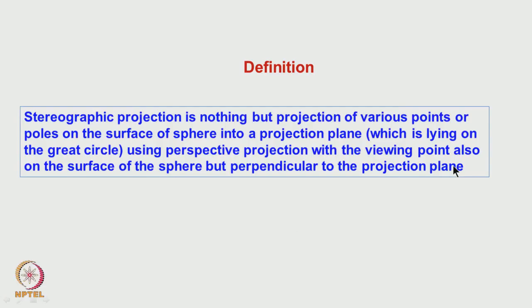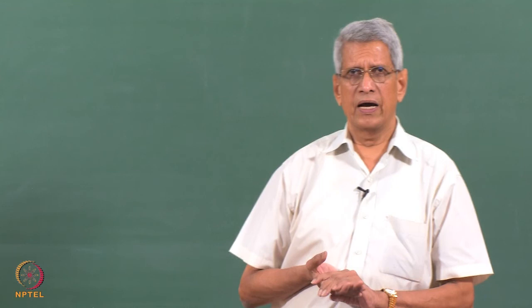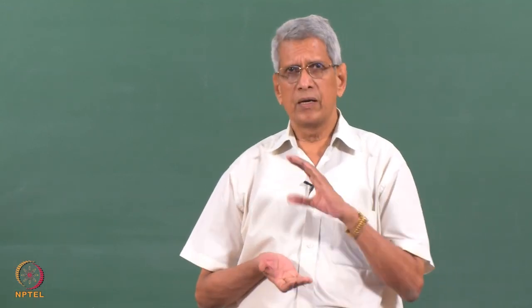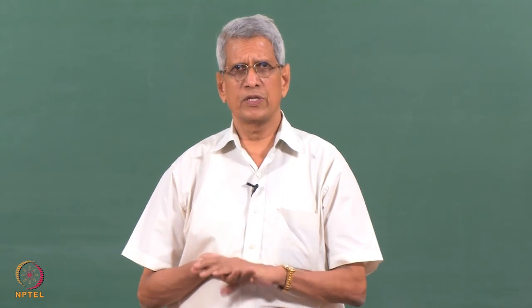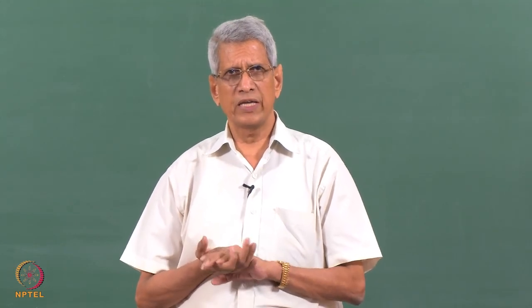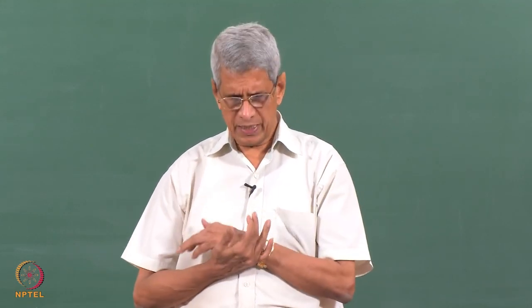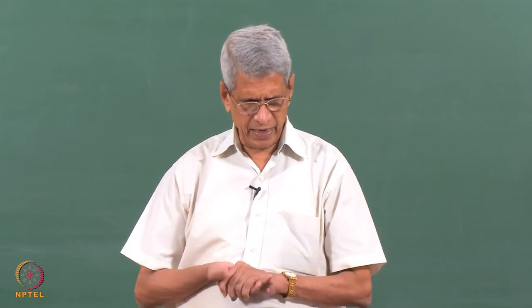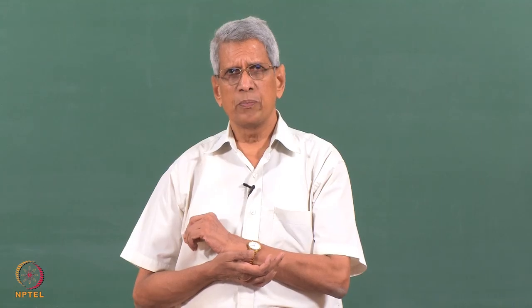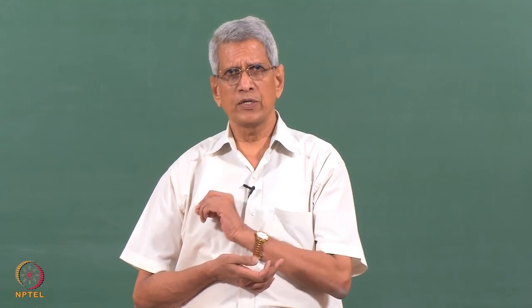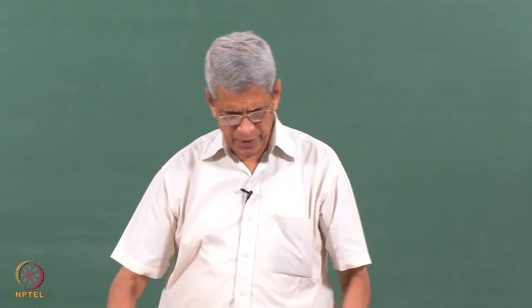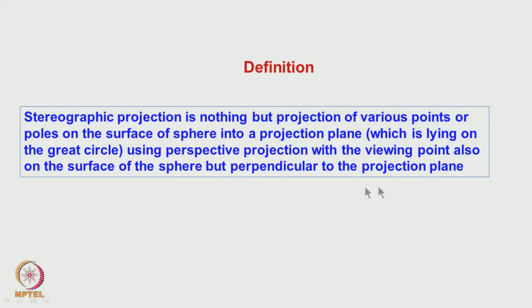What is the basic definition of a stereogram? I mentioned in the beginning that the stereographic projection is nothing but a perspective projection, but a conditional one. It is the projection of various points or poles on the surface of the sphere onto a projection plane lying on a great circle, using perspective projection, but with the viewing point also on the surface of the sphere, perpendicular to the projection plane. That is essentially what this is.